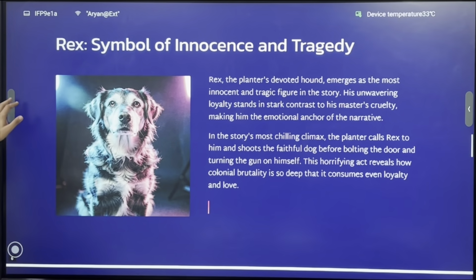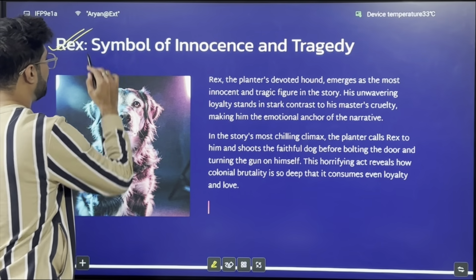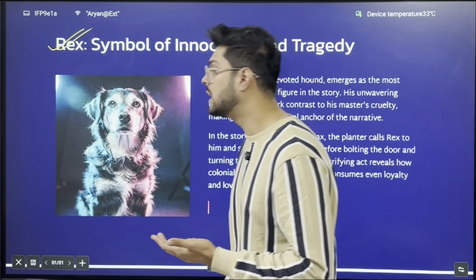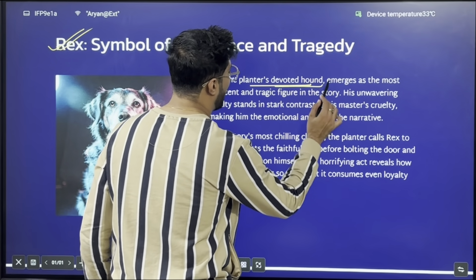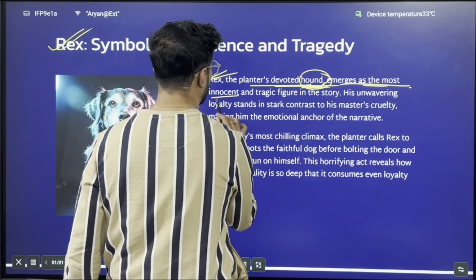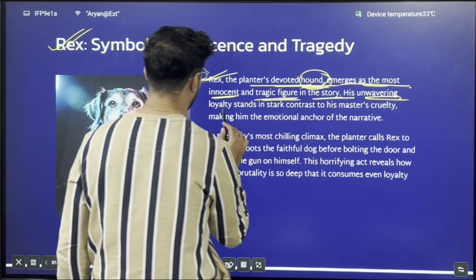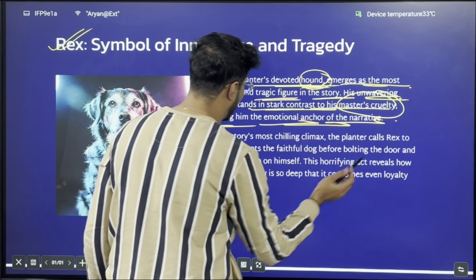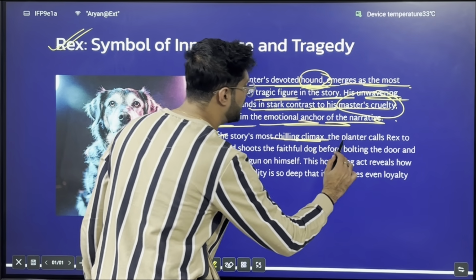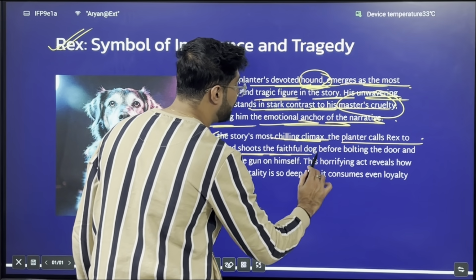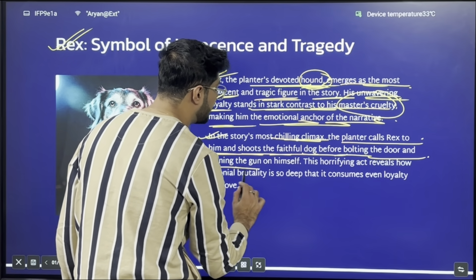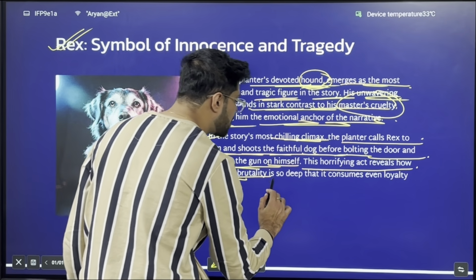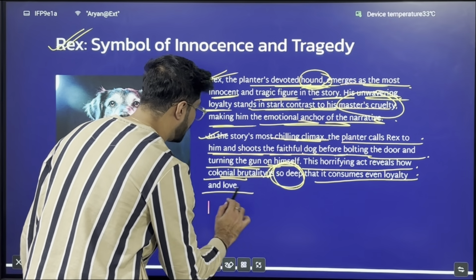Rex over here is basically a symbol of innocence and tragedy. The English planter, in an attempt to protect Rex, shot him with his own gun. So Rex, the planter's devoted hound, emerges as the most innocent and tragic figure in the story. His unwavering loyalty stands in stark contrast to his master's cruelty, making him the emotional anchor of the narrative. The story's most chilling climax comes when the planter calls Rex to him and shoots the faithful dog before bolting the door and turning the gun on himself. This horrifying act reveals how colonial brutality is so deep that it consumes even loyalty and love.